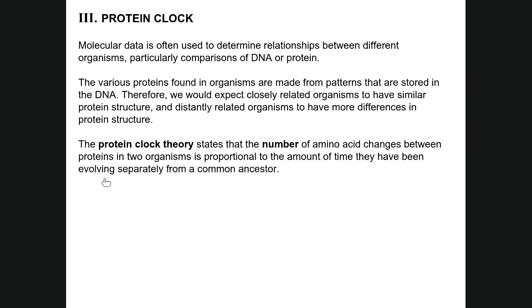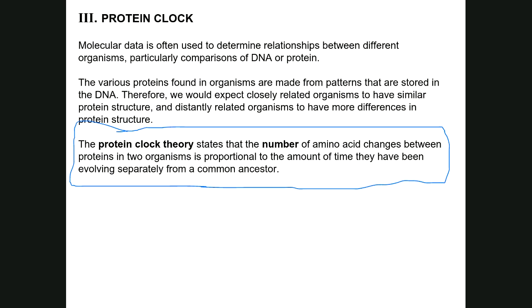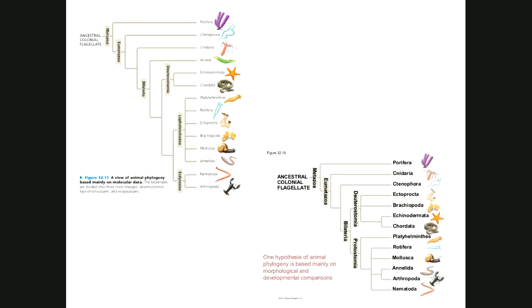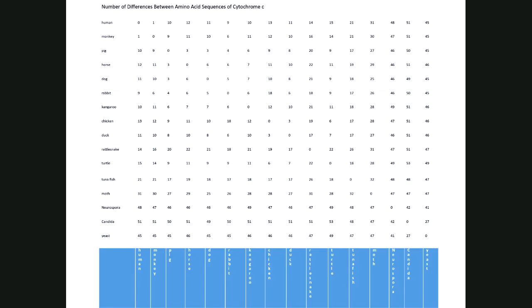Now, the protein clock theory states that the number of amino acid changes between proteins in two organisms is proportional to the amount of time that they have been evolving separately from a common ancestor. This is a key phrase you're going to need to know going into answering the questions. And what it's going to give you is this table here.